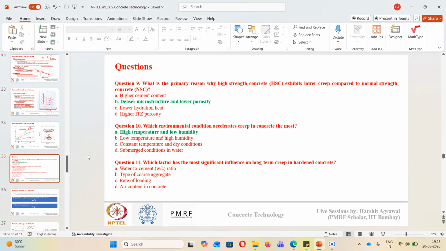Question number 11. Which factor has the most influence on long term creep in concrete? Out of these four factors, which factor will influence the long term creep in concrete the most?